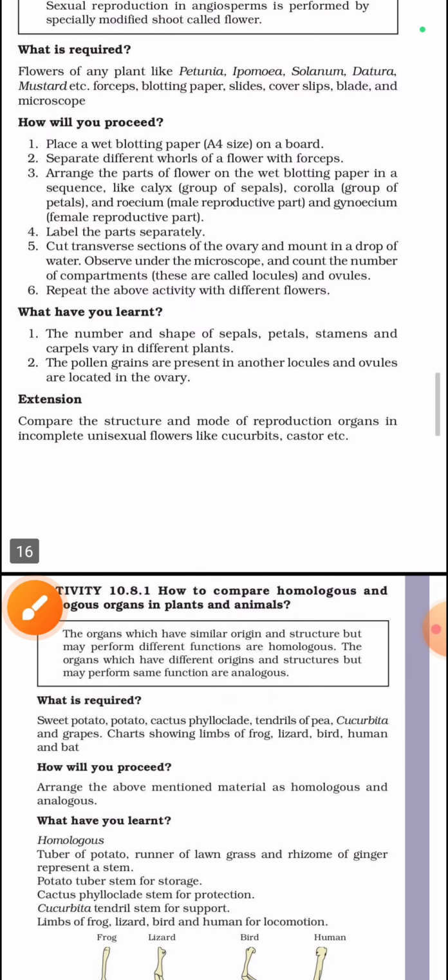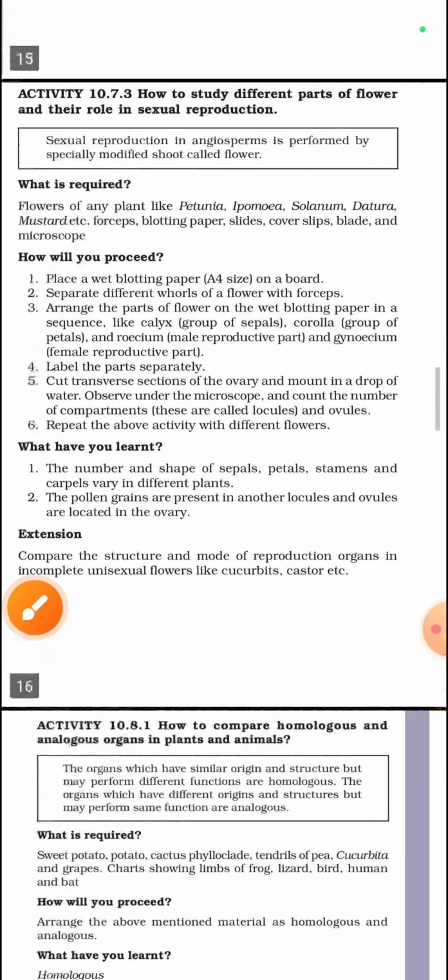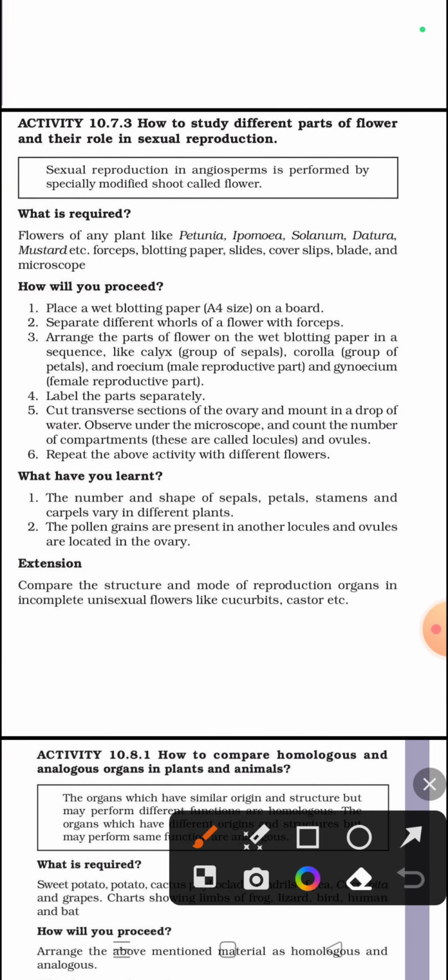Next activity is how to study different parts of a flower and their role in sexual reproduction. This is important. Different parts of the flower. Flowers of any plant. Some flowers are given here like mustard, petunia, ipomoea, datura.